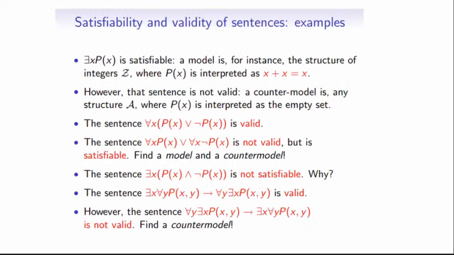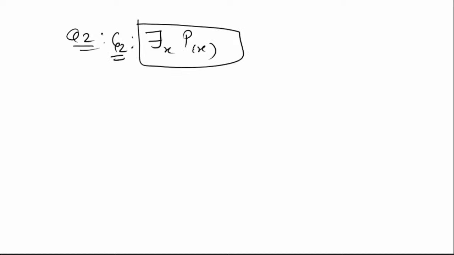So we have seen all these concepts. Now let's take many examples. Consider this formula. So question 2. We have already seen one question. Now let's take the second question: there exists x P(x), very simple. Let's call it G2. So this is our formula G2.